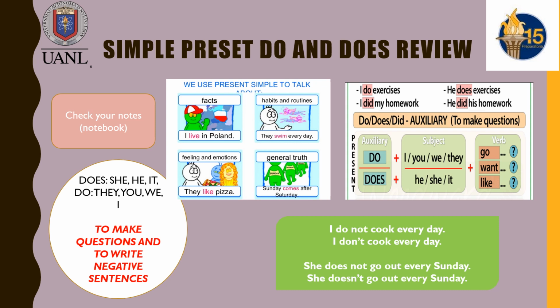So let's check the examples related with the questions, right? In the first element you have the auxiliary, and then you have the subject, and then you have the verb, right? Do I, you, we, they go? Does he, she, it want or like? Now we have to check the negative statements. I don't cook every day, right? You can use I do not, or you can use the contraction, I don't cook every day. She does not go out every Sunday, or you can use the auxiliary with the contraction, she doesn't go out every Sunday.